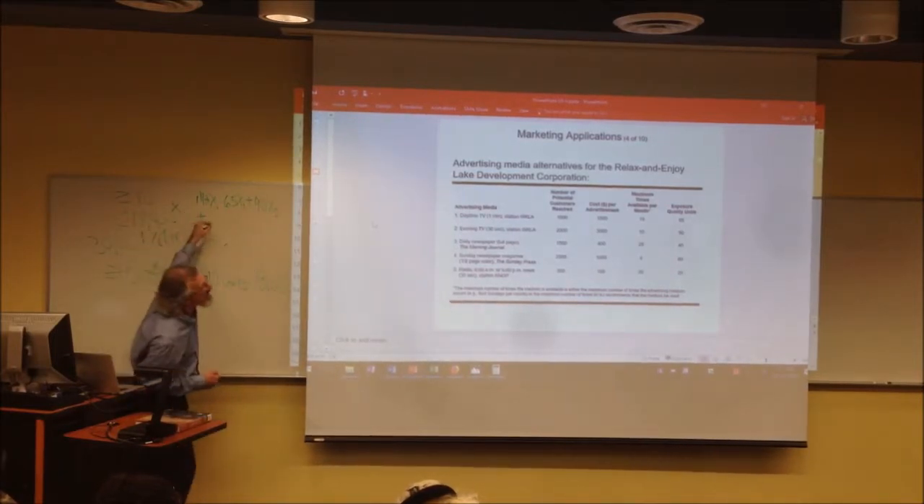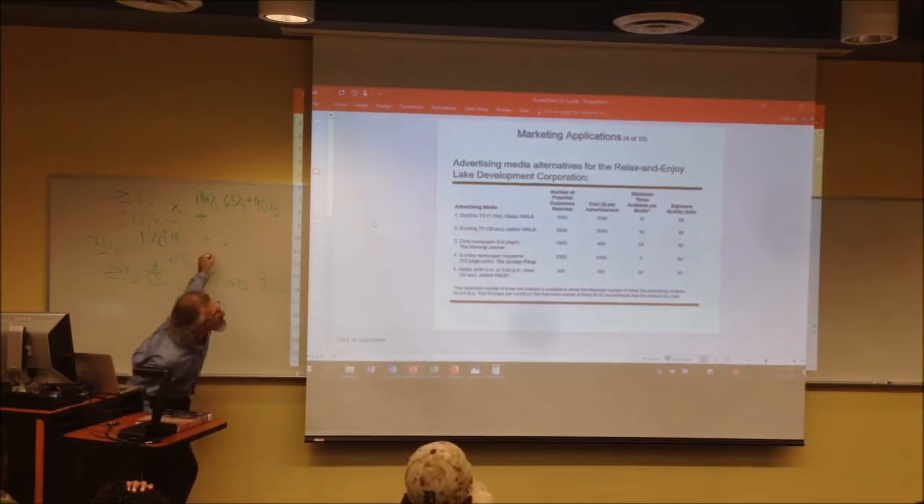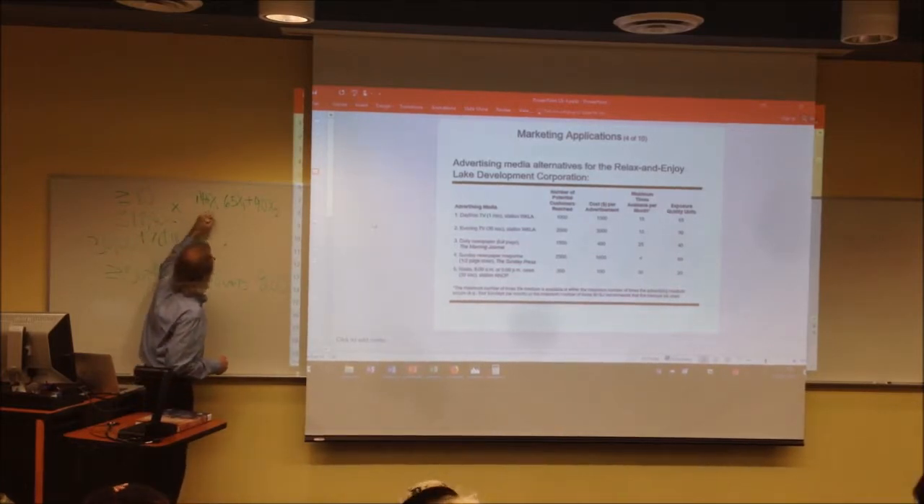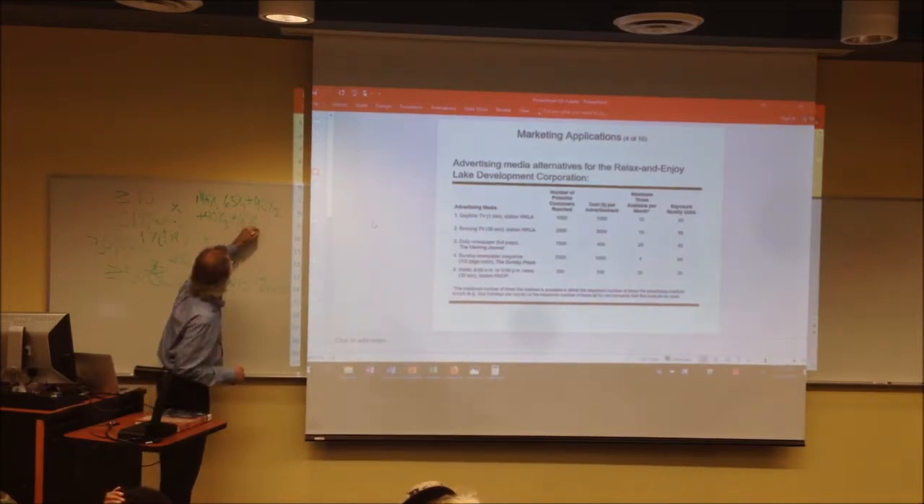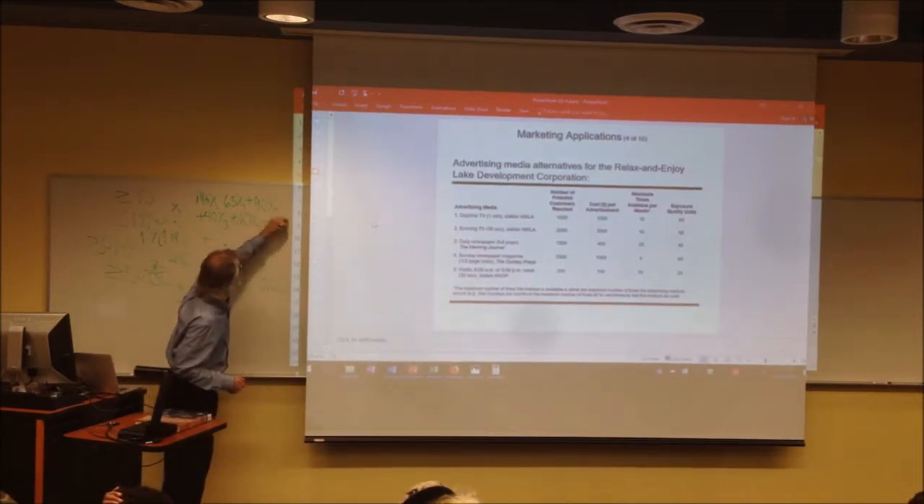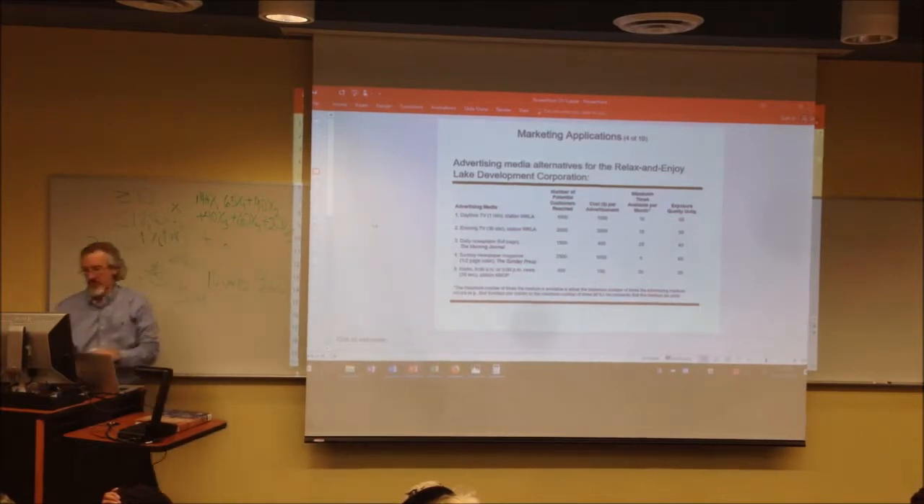Plus what's the next one? 40? Just 40? Yeah. 40 X3 plus 60 X4 plus 20 X5. There's the objective function right there.